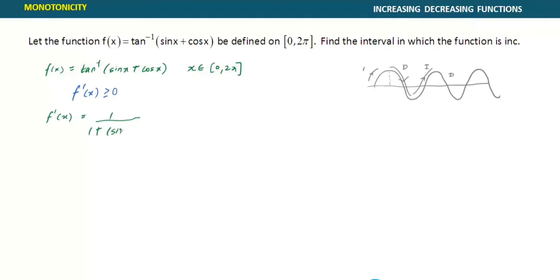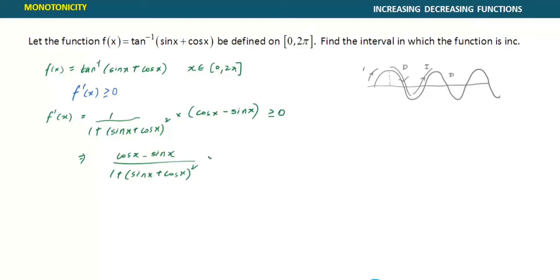So here the role of x is being played by this complete function, right? Into the derivative of this function, which will be what? Cos x minus sin x, right? And for increasing, you want this function to be greater than or equal to 0. So the inequality that results is nothing but cos x minus sin x, whole divided by 1 plus sin x plus cos x whole square, greater than or equal to 0.